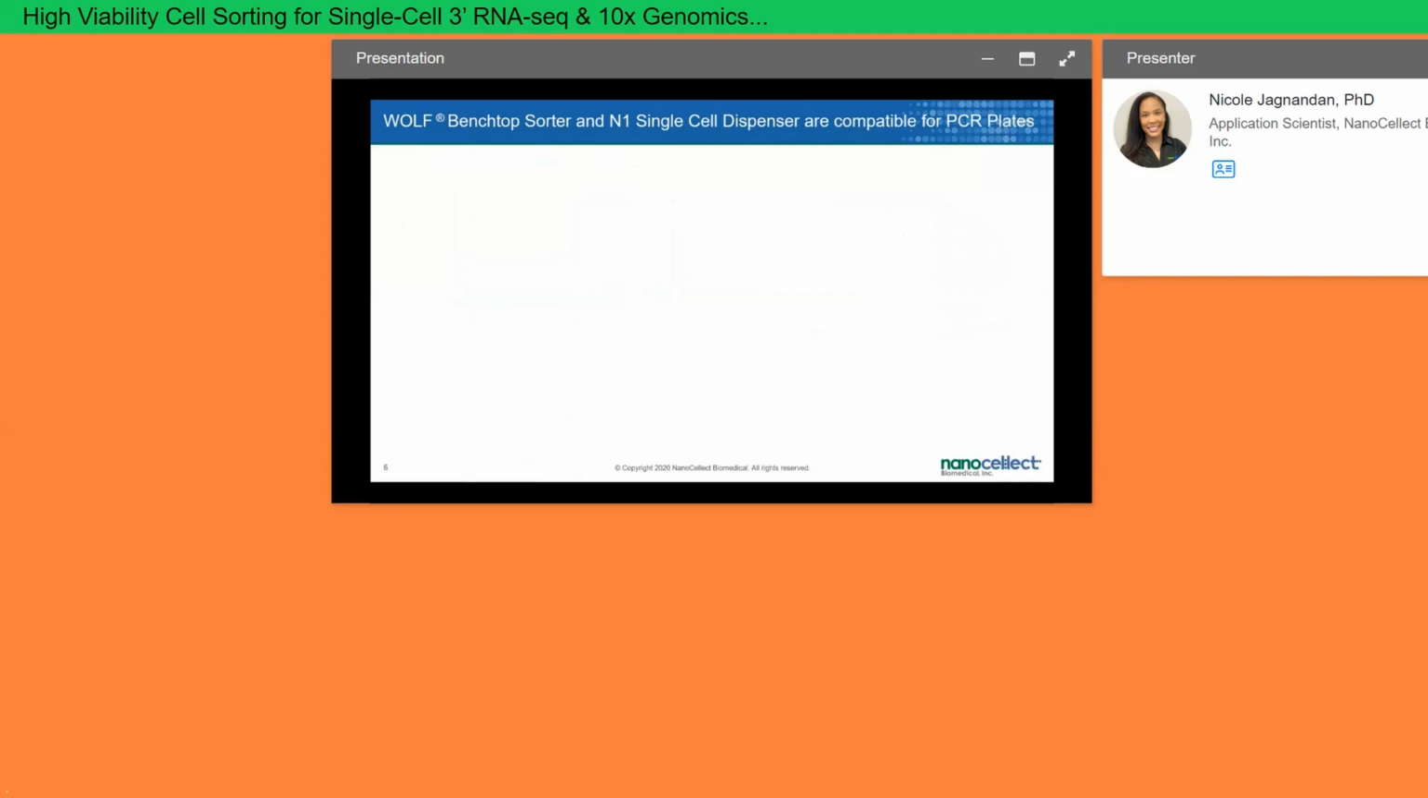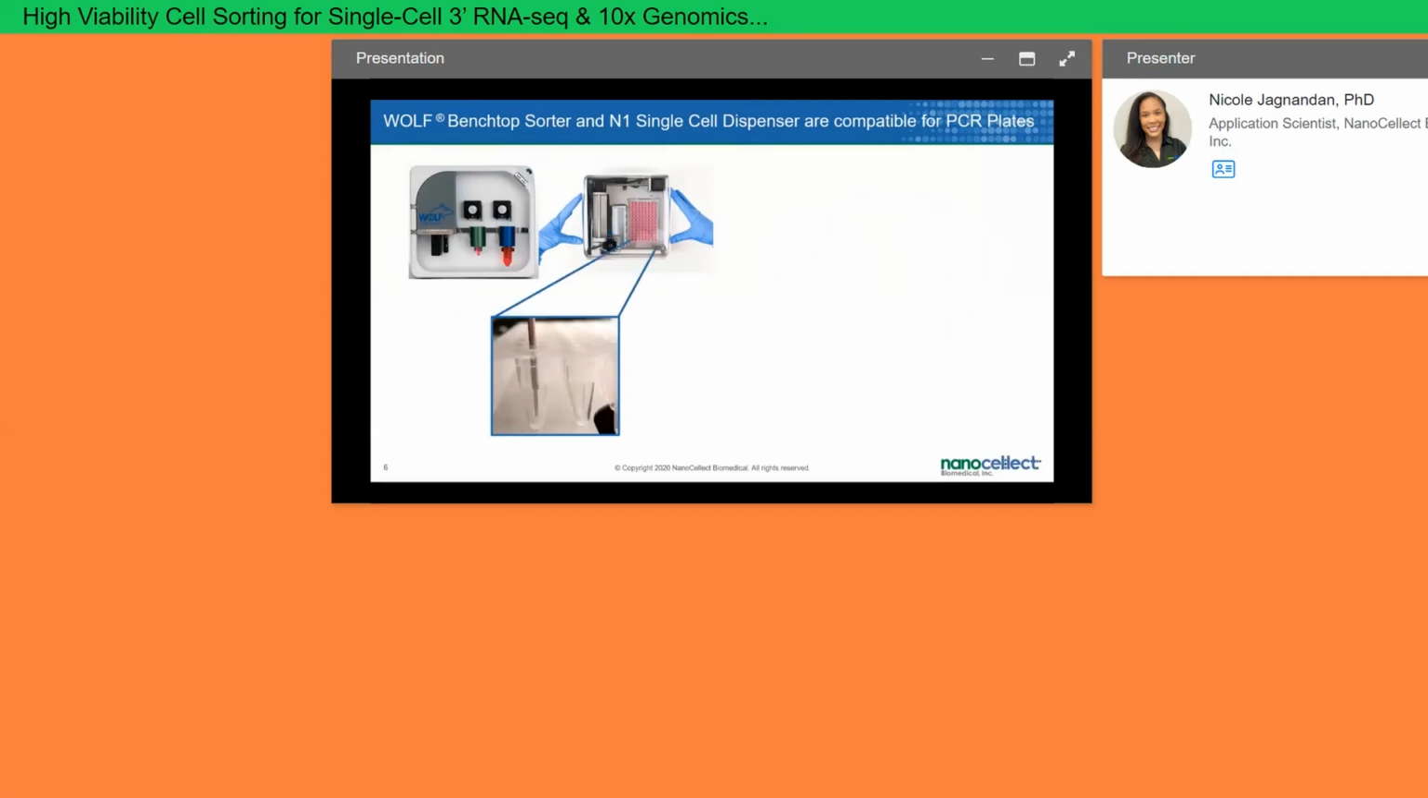So a solution to all of these issues that I mentioned, if you're trying to go through 3' RNA-seq and then also use a type of flow cytometry-based cell sorting system, would be to use microfluidics. So the Wolf benchtop sorter and N1 single cell dispenser from NanoCellect allows users to do a very simple cell sorting and single cell dispensing into PCR plates at very low pressure, so less than 2 psi, no decompression shock, and of course no electrostatic charge.